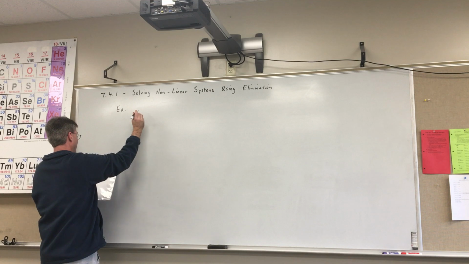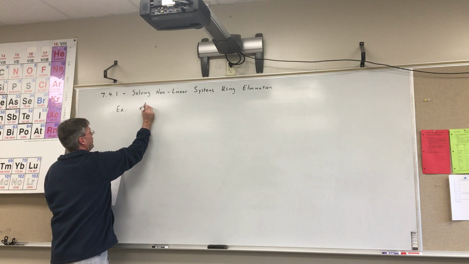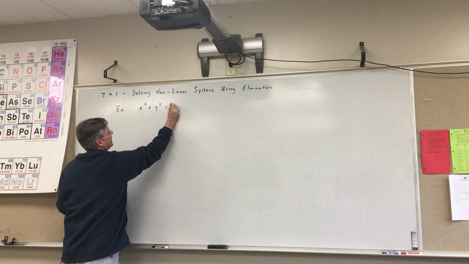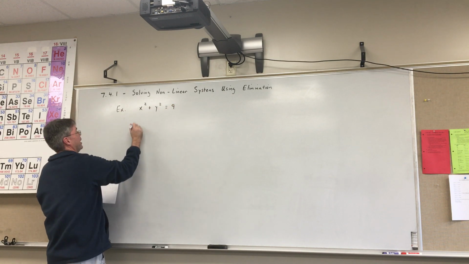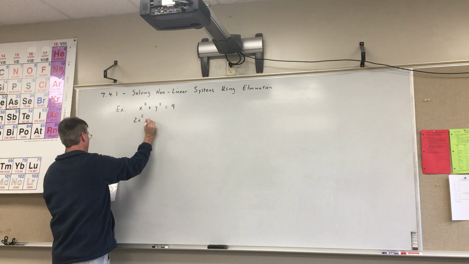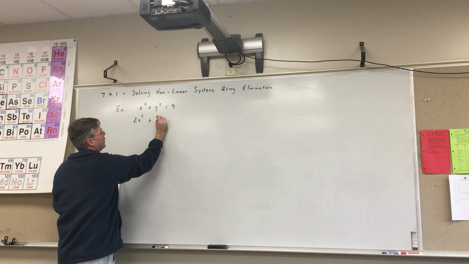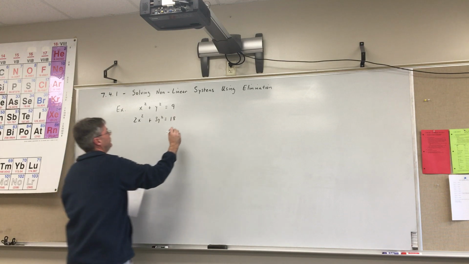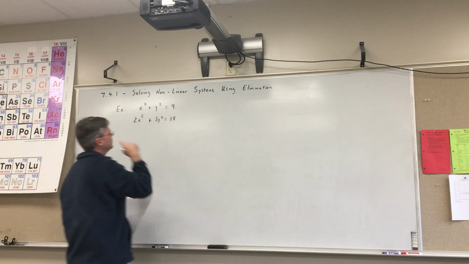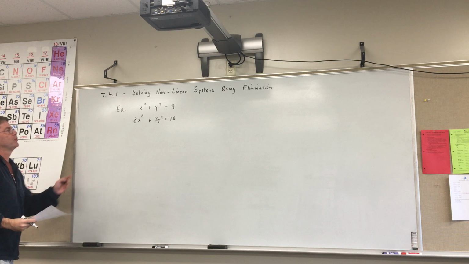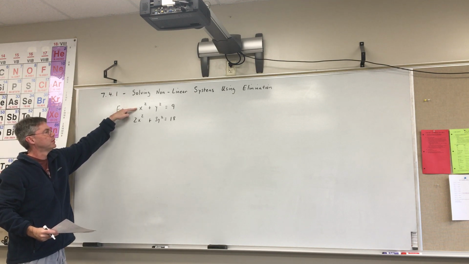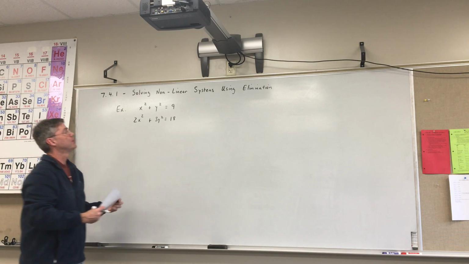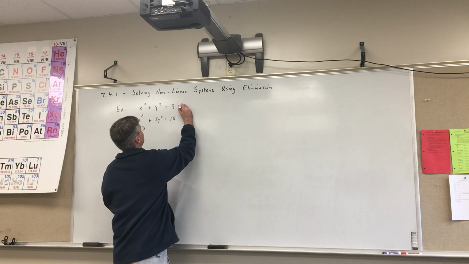Okay, our first example is, let's say we have x squared plus y squared is equal to 9, and 2x squared plus 3y squared is equal to 18. Before I start to work this out, this is a circle, this is an ellipse, so they might cross in more than one spot. In that case we'd have more than one solution.